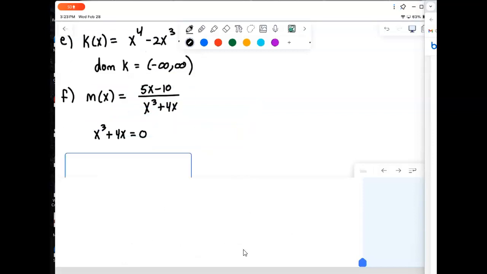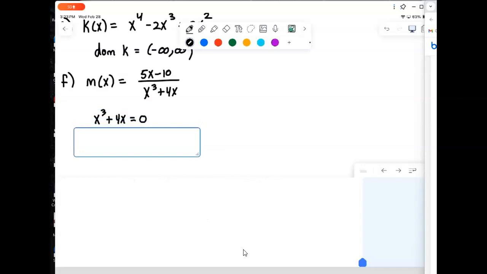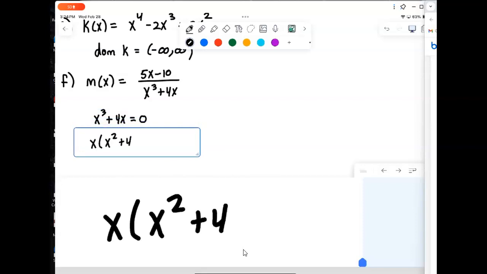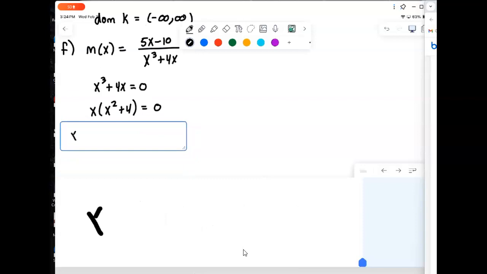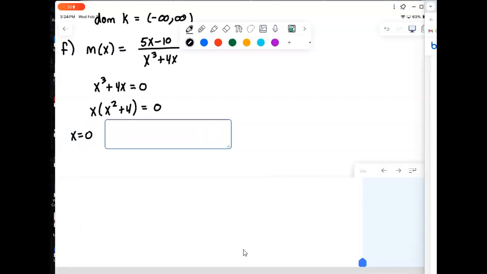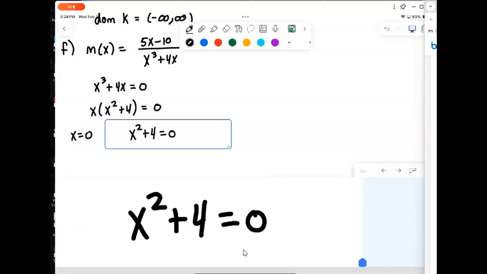So first thing I can do, pull out a common factor of an x. That gets me down to a second degree. And so then I can solve that equation. So on the one hand, x equals 0. On the other hand, we'd have x squared plus 4 equals 0. Now, you might be spotting right now that that's not going to work.